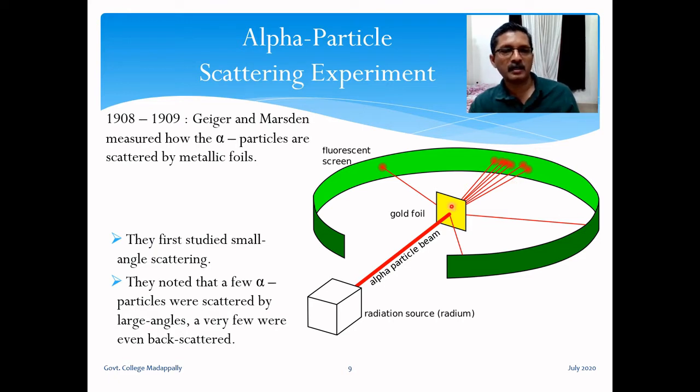Then they noted that a few alpha particles were scattered by large angles. Here these are large angle scatterings. And a very few were even back scattered, where the scattering angle is very high. This is the incident beam. Up to here let us say 90 degrees. So this is close to 180 degree. If it just comes back, it is called 180 degree scattering or back scattering. So they noted that very few alpha particles were even back scattered.